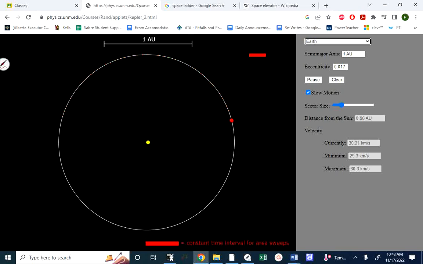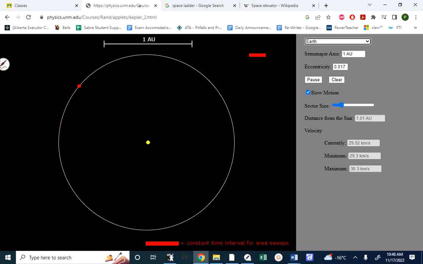It goes from 0.98 AU to 1.02 AU. AU is called an astronomical unit, and it is the average distance from the Earth to the sun. So this is a little bit elliptical. Now, I don't know if you can read from where you're sitting what the eccentricity is. The eccentricity is 0.017. Zero eccentricity would mean it's a perfect circle.